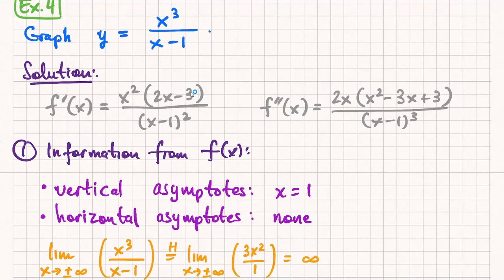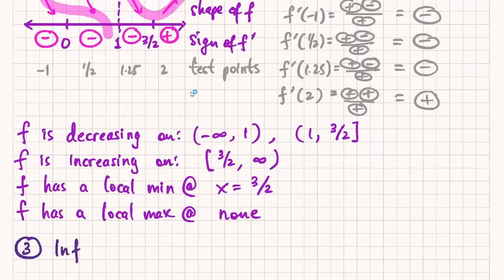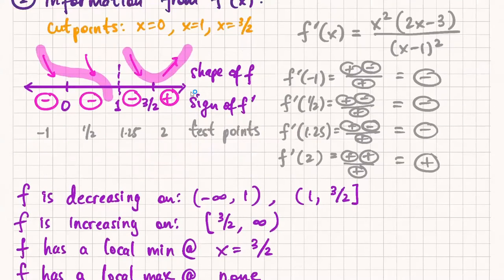Sasha asks, is it always a saddle point if there is a critical point between 2 decreasing intervals? Yes, or 2 increasing intervals. That's actually the definition of a saddle point. A saddle point is a point where we have a critical point, but no change in the sign of the derivative. So it just goes increasing, increasing, or decreasing, decreasing.